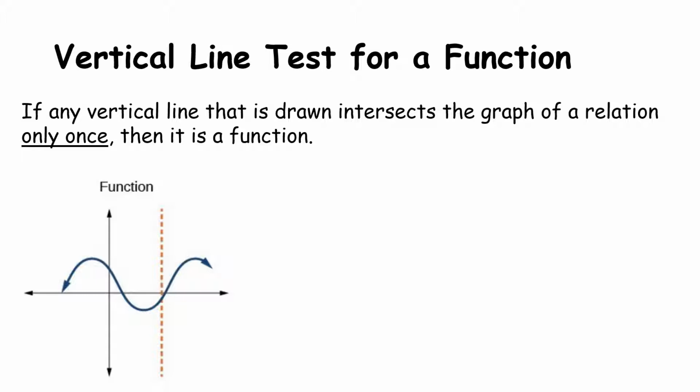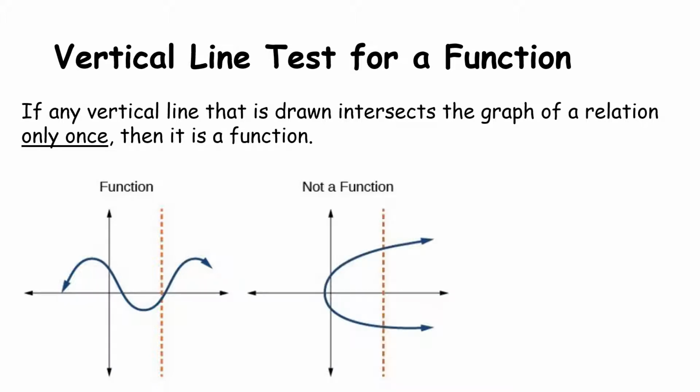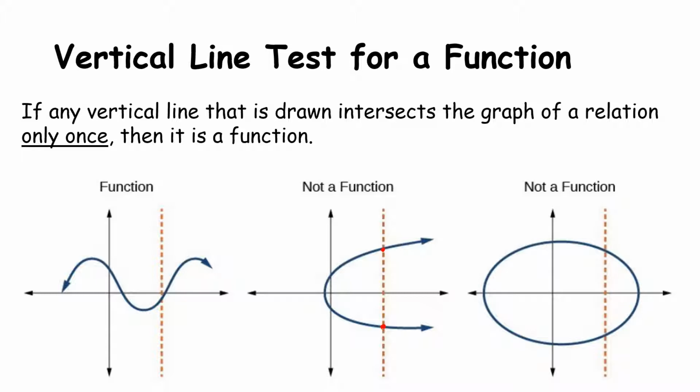This funny looking squiggle that you maybe don't recognize at this point, and that's fine, but all we need to see is, is it a function? And the answer is yes, because there's no vertical line I can draw that will touch the graph more than once. This example here is not a function, because when I draw this vertical line, it touches or intersects the graph twice, so it fails the vertical line test.